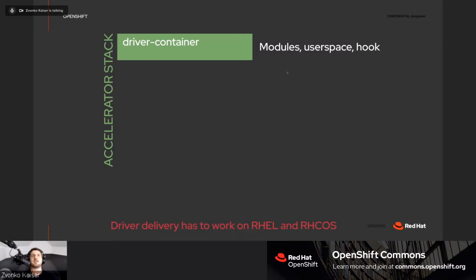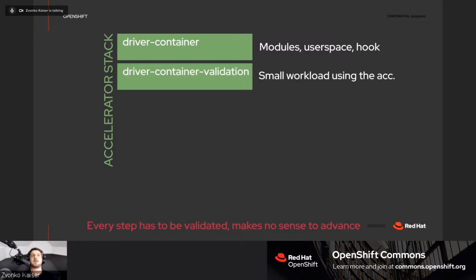After the driver container is deployed, we are running a small validation step, the driver container validation. It's a small workload that uses the accelerator just to verify that the drivers are loaded and we can access the hardware. In this case, we are running CUDA vector add. The nice thing about CUDA vector add is it allocates memory, so we know that memory is working, does some computation, so the compute cores are working, and we can be sure after we are running CUDA vector add that the drivers are installed correctly.